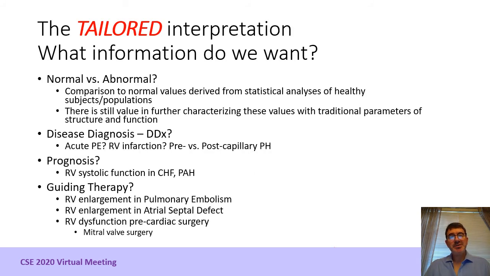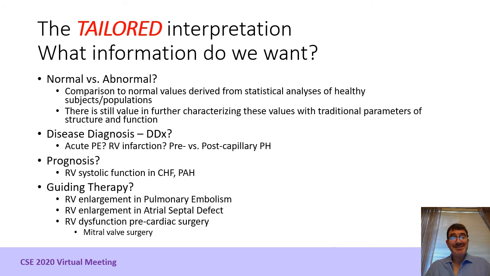When we look at a tailored approach for our interpretation, which is something that we should always consider, we have to look at what information we are looking for. Are we looking for just whether the right ventricle is normal or abnormal, in which case we have comparisons to normal values derived from statistical analysis of healthy subjects or populations? But there's still further value in characterizing these values with traditional parameters of structure and function.